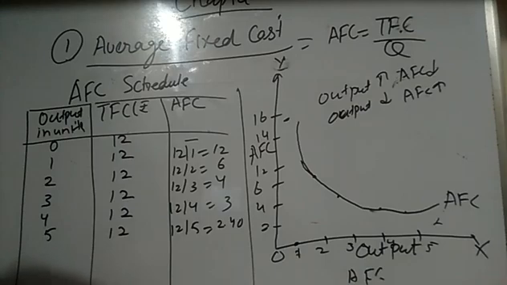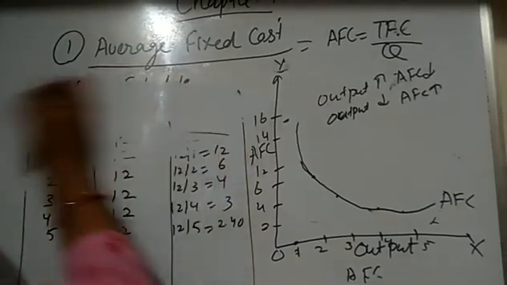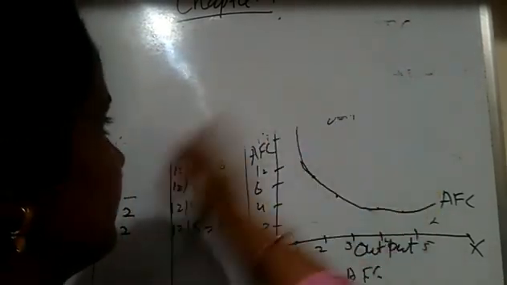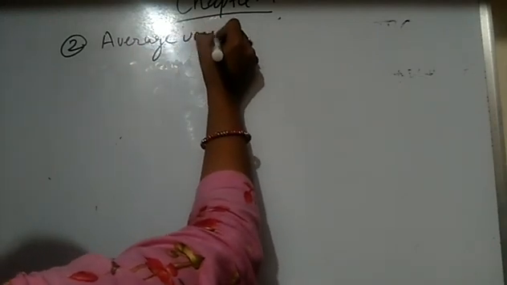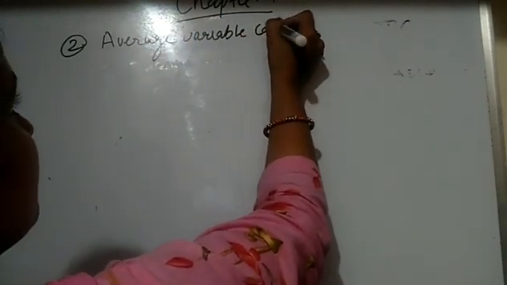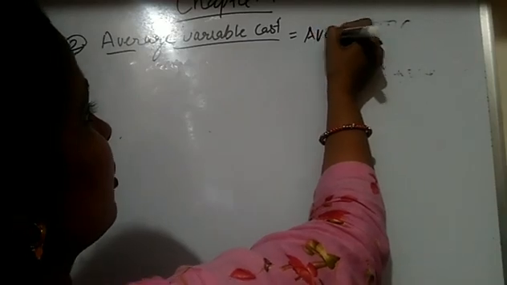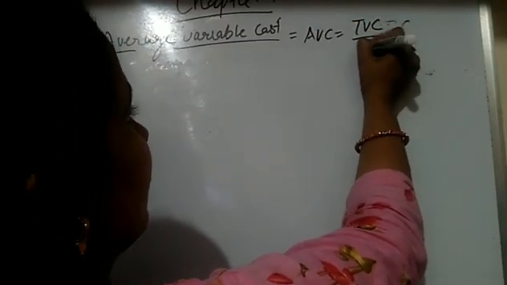Now I will explain the average variable cost. Second is average variable cost. So students, variable cost means the cost which changes in the short run. Average variable cost is the per unit variable cost of production. So average variable cost is equal to total variable cost divided by quantity.